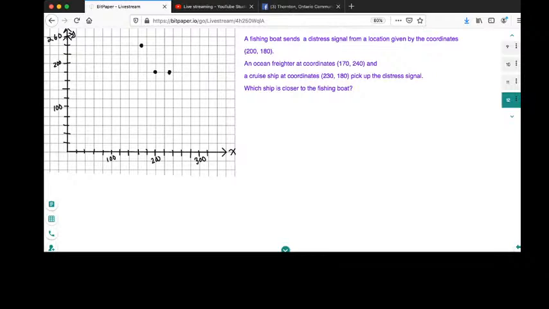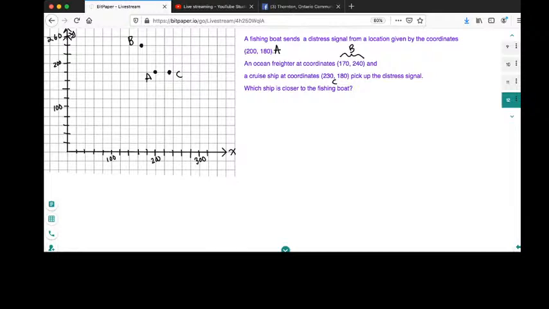Now, when we draw this, it kind of gives us an idea of where people are. I'm just going to label this. So this is A for our fishing boat. This is B. This is B, I'm trying to say. Point B. And this is point C. Okay. So point B is over here. Point C is over here.